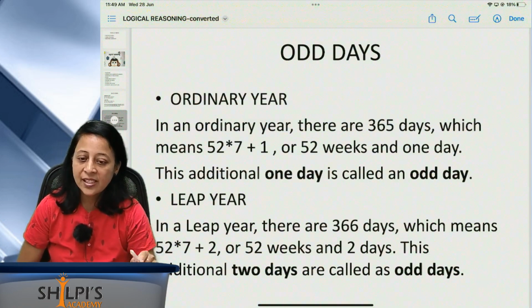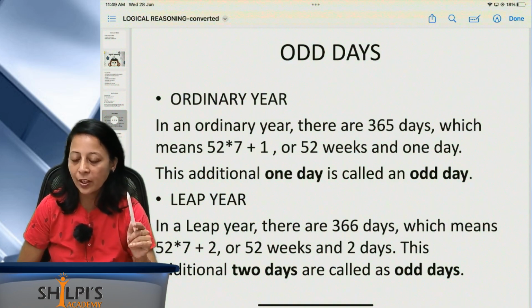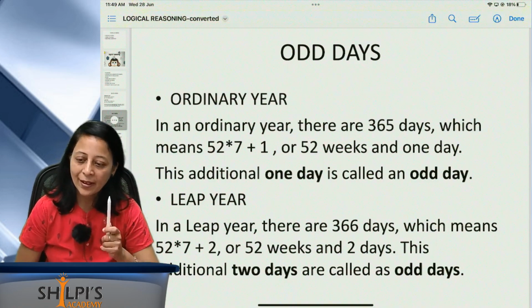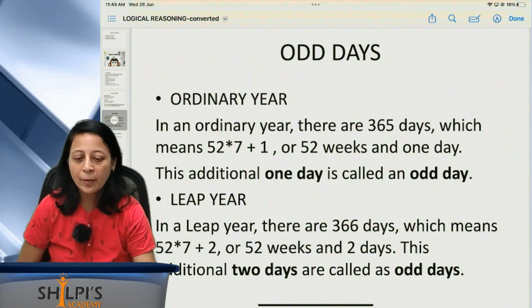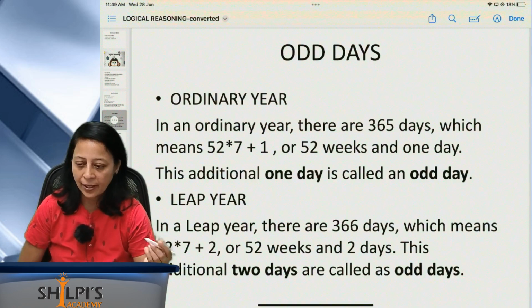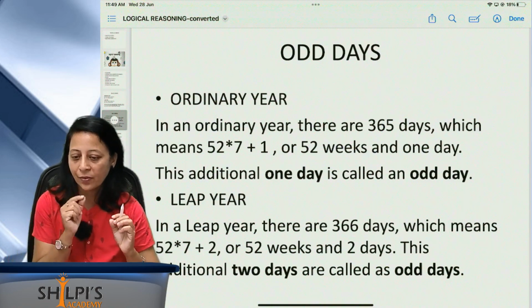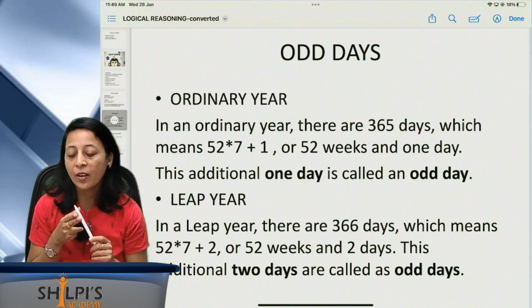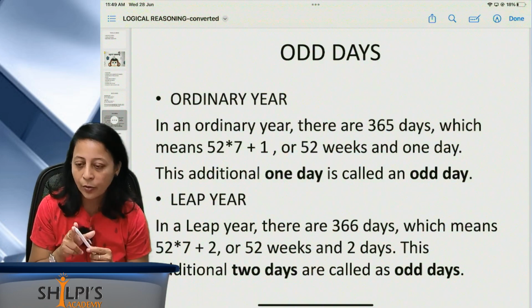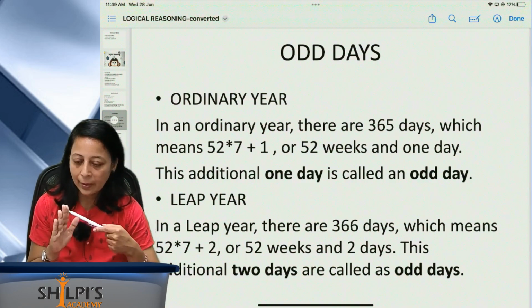So when you divide 365 by 7, you will get a remainder of 1. Am I right? You get 364 when you divide by 7, and that leaves 1 day as a remainder. So we can easily say it is 52 weeks and 1 day. This additional 1 day is called your odd day. You have to remember this word. Very simply, the remainder you get out of the division by 7 of any number will be the odd day.